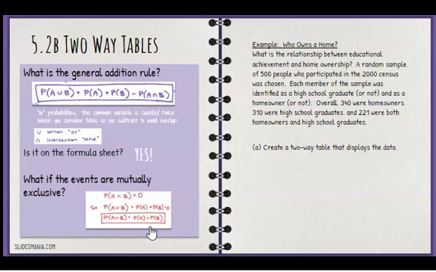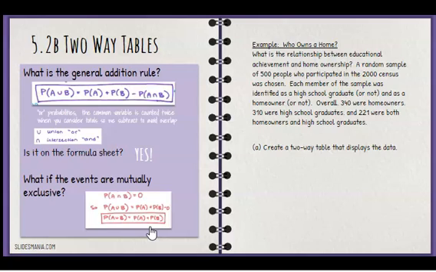Now, let's look at an example on how we're going to use two-way tables to answer some questions. So, who owns a home? What's the relationship between educational achievement and home ownership? A random sample of 500 people who participated in the 2000 census was chosen. Each member of the sample was identified as a high school graduate or not, and as a homeowner or not. Overall, 340 were homeowners, 310 were high school graduates, and 221 are both homeowners and high school graduates.